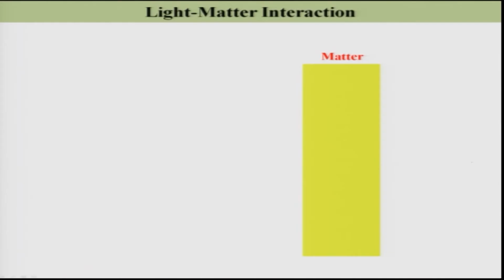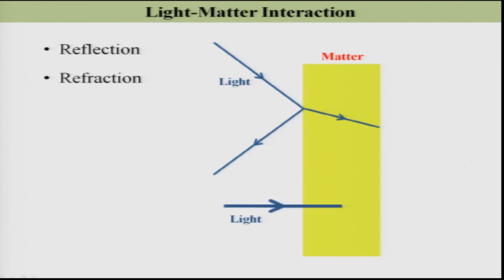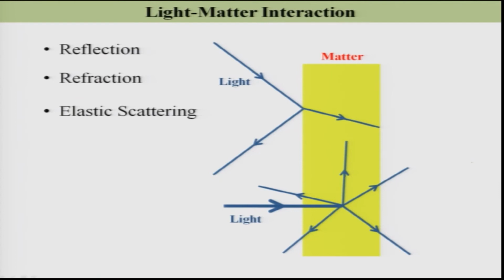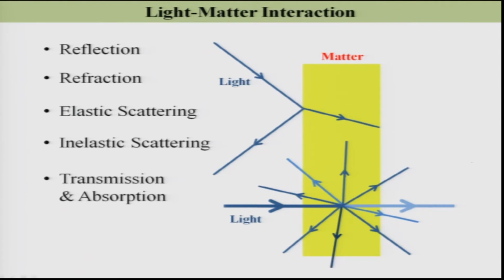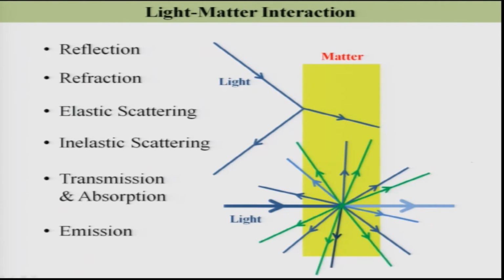So, what kind of light matter interaction can we see? If I have matter like this here, the light can fall and be reflected. So, I have reflection, I have refraction, I have elastic scattering, which is like Rayleigh scattering. I also have inelastic scattering, which is Raman scattering, where the color of the scattered light is changed. I will have transmission or absorption, and later on we could also have emission. For us the important thing is the absorption of light, which triggers the emission, or the generation of new light out of the sample.